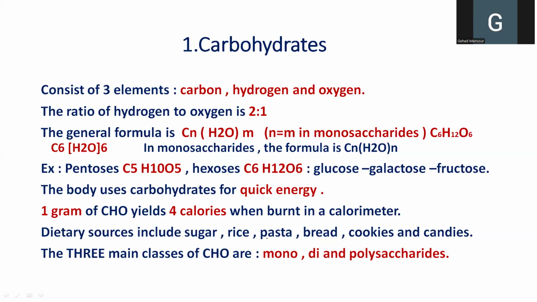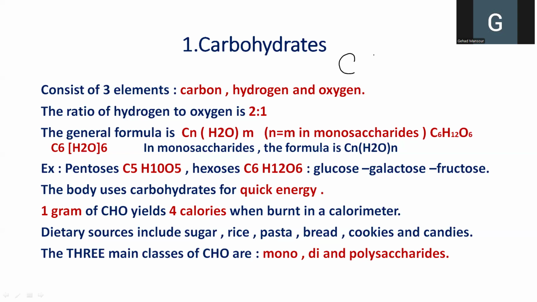We will begin with the carbohydrates because they are the most abundant ones in the food we ingest. The molecules of carbohydrates consist of carbon, hydrogen, and oxygen. Since they contain carbon and hydrogen, they are organic. And in addition to this, they contain oxygen.